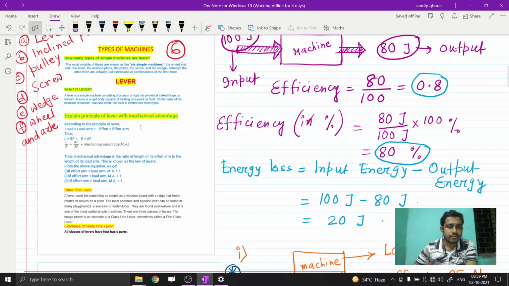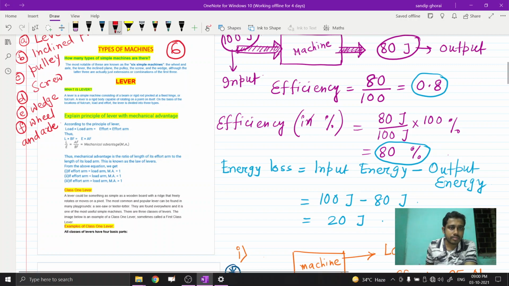Now the first question is, what is lever? Basically, a lever is a simple machine consisting of a beam or a rigid rod pivoted at a fixed hinge or fulcrum. Okay, the fixed hinge is called fulcrum, and again we can say, a lever is a rigid body capable of rotating on a point on itself.